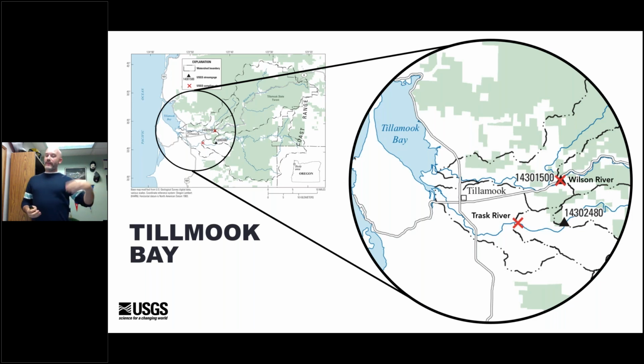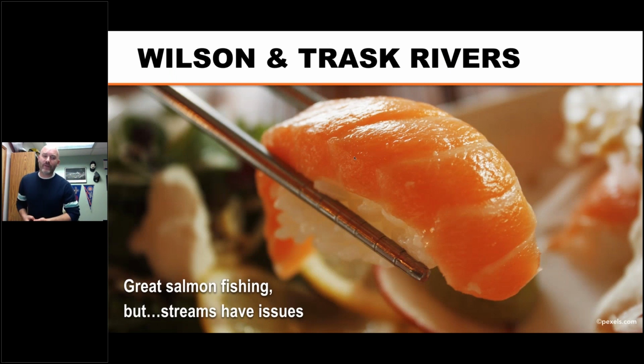The two streams that feed it that I'm most interested in, the ones we've done recent research on, are the Trask and the Wilson River. These are two tributaries to the Tillamook Bay, and both the Wilson and Trask rivers are great salmon fishing spots.